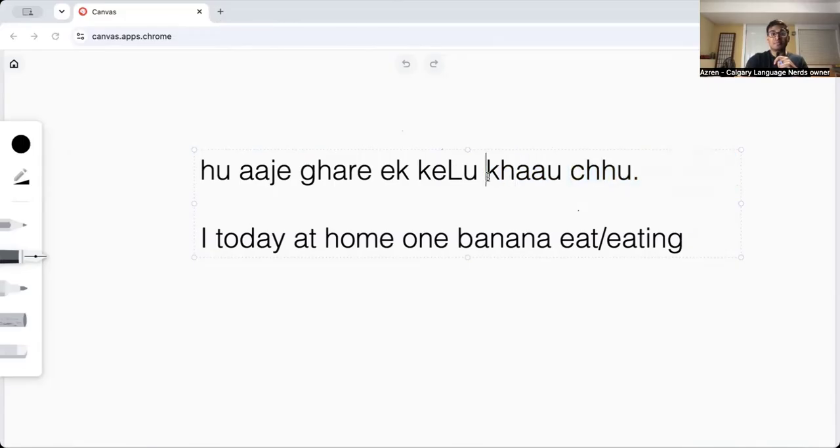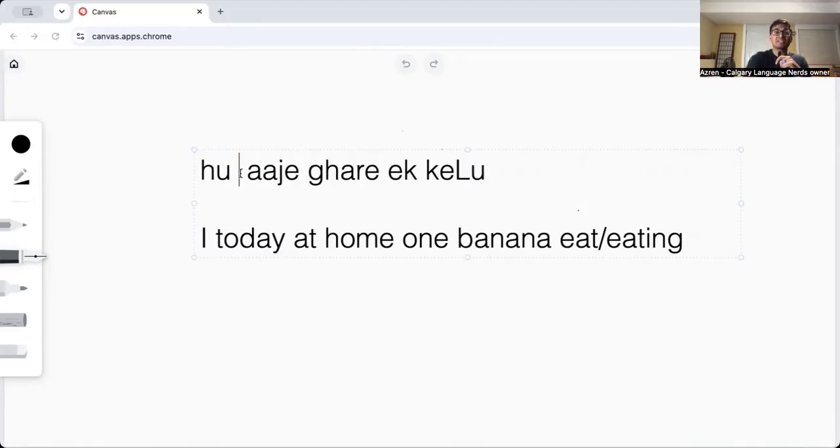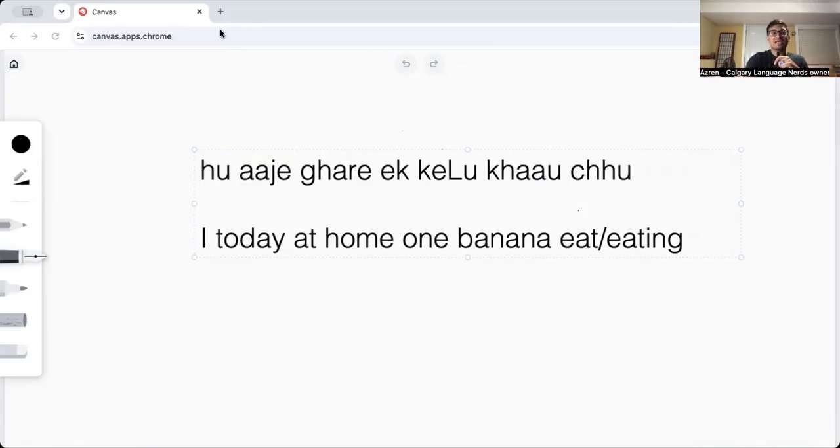But we can take the entirety of khao chu and put it anywhere we want. For example, I could say hun khao chu aje ghare ek keru. This is an acceptable sentence. Khao chu can move pretty much anywhere. Same with ek keru. This goes together; I cannot separate them. So there are certain word blocks, and you can't separate the block, but the block can move anywhere in the sentence.